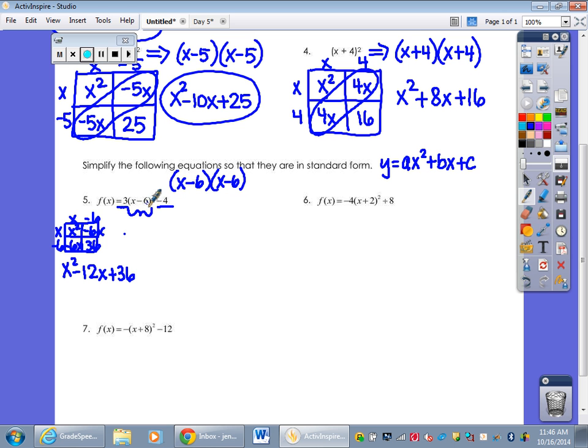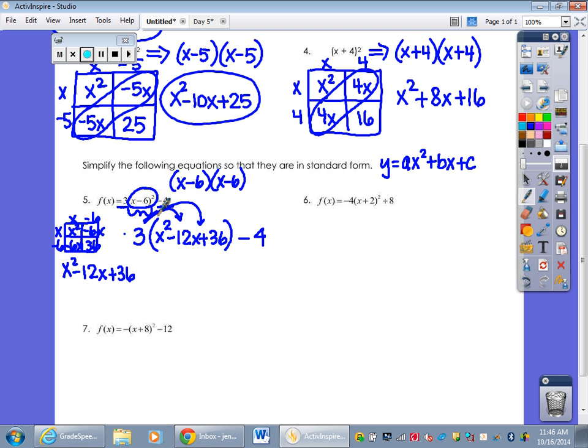Okay? Now that's just for this part of the actual equation. I still have to multiply that by 3. So this is going to become 3 times what I just got, so x squared minus 12x plus 36. And then I have to take away 4. So I'm going to have to distribute first.